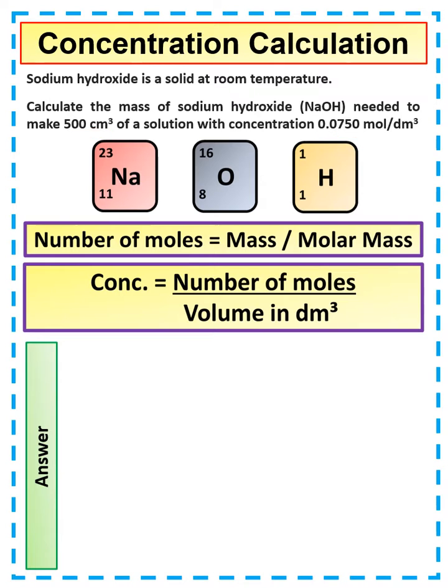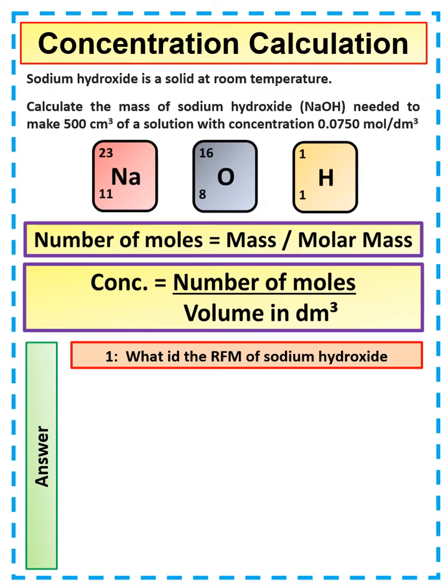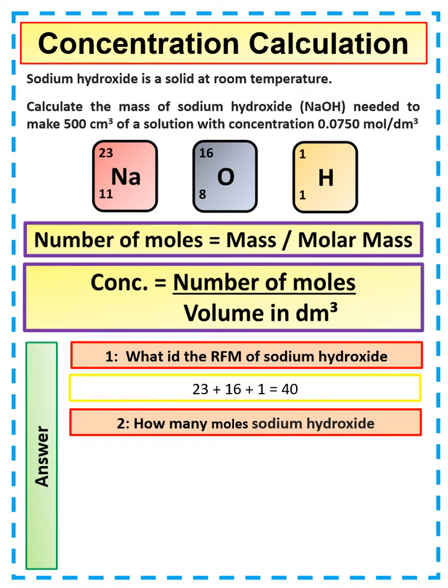So the first thing to do is work out what the relative formula mass is of sodium hydroxide. So that's just going to be 1 sodium, 1 oxygen, 1 hydrogen. Right, remember that we're looking at the top numbers for the mass of the atoms. So our mass of sodium hydroxide will come out as 40. We then need to work out how many moles of sodium hydroxide that we have.